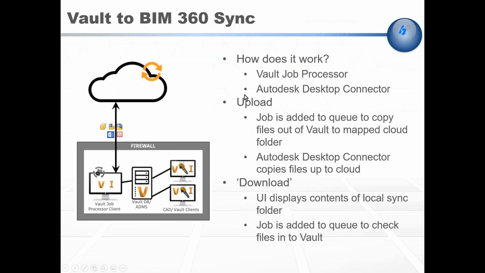So that's ultimately how the Vault Sync works with BIM 360, is whenever we need to make a change to the Vault data, either push it up to the cloud or bring it down from the cloud, essentially Vault puts a job in the existing job queue that you might already be using to make PDFs or DWFs. And then a Vault client somewhere in the environment executes that job and does the synchronization, essentially by manipulating that local folder on the computer that's running the desktop connector, right?